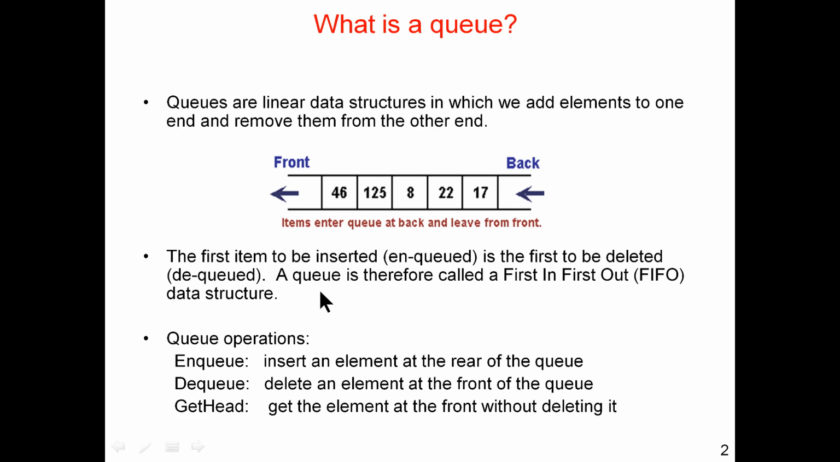So queue operations are generally three. One is enqueue, where you insert an element at the rear of the queue. Then dequeue deletes an element from the front of the queue. And get head gets the element at the front without deleting it. That means you know who is standing first.